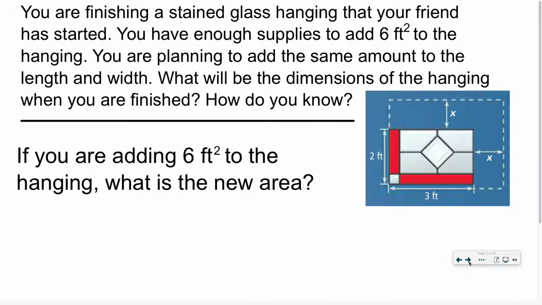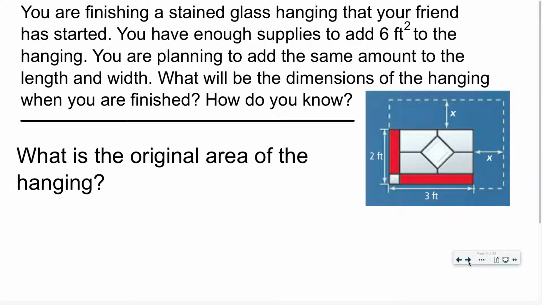If you're going to add 6 feet of area, what's the new area for your new stained glass? Why 12? Because you're adding 6 feet squared plus 6. And where are you getting the other 6 feet squared? Yeah, the area of the current stained glass is 3 times 2, which is 6. If I'm going to add 6 more, then I would end up having 12 total. You had it. Don't let go of your thoughts. You were right. We already found the original area.